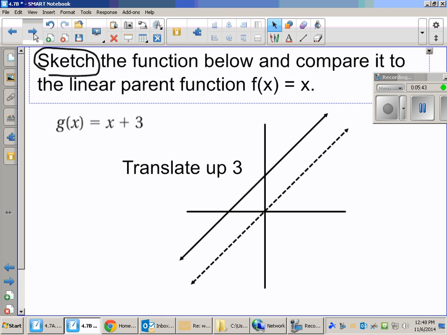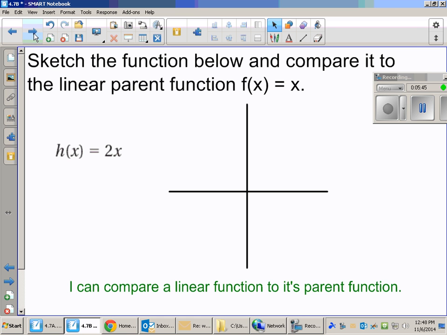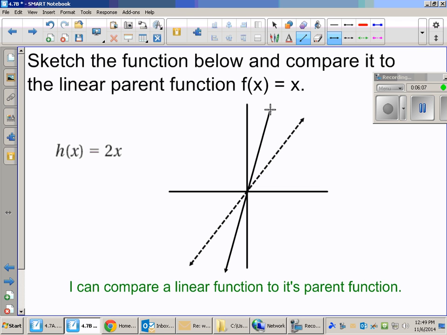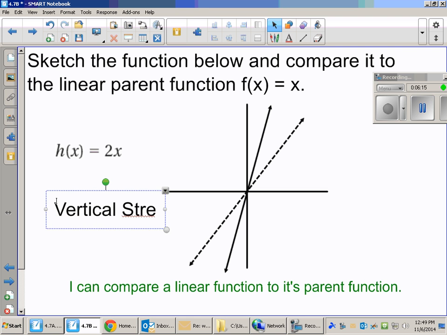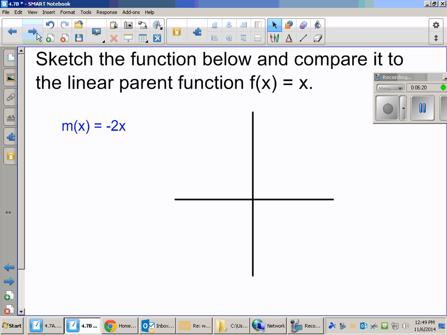If we look at another one, I have h of x is equal to 2x. I want you to pause the video and see if you can figure this one out on your own. Okay, the first thing you're going to do is put the parent graph in there. The y-intercept is going to be the same on this one because you don't have a b term, but the slope is steeper. So I'm going to make my sketch where the slope is steeper, and we call that a vertical stretch. Pause the video, try this one.